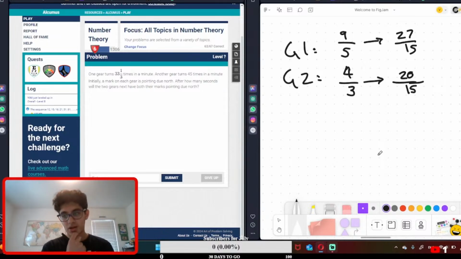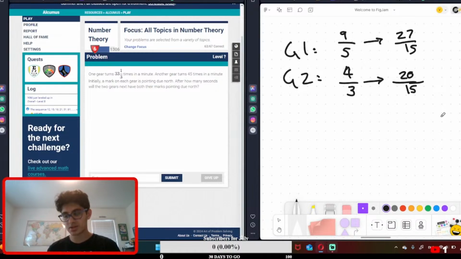Wait, what are we trying to do here? We're doing, so it's 100 and 180, which becomes 180 over 100, which becomes 9 over 5. The other one becomes just 60 over 45, which is 4/3.